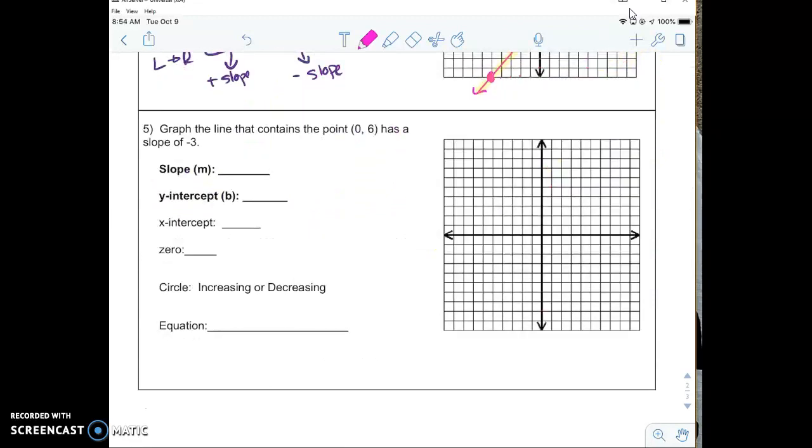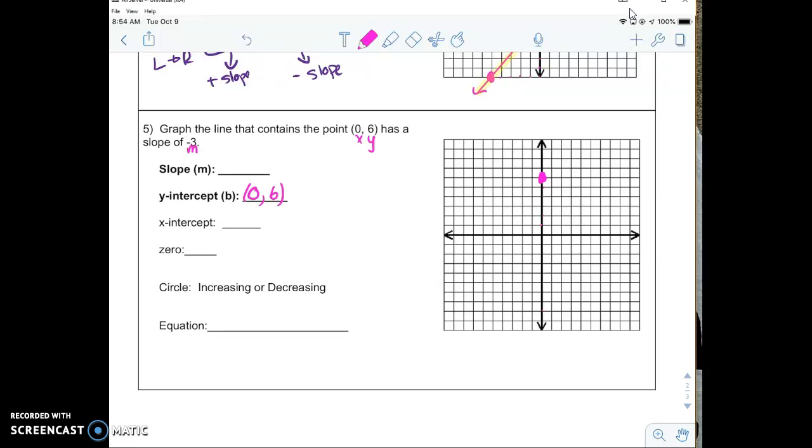Number 5, graph the line that contains the point 0, 6, and has a slope of negative 3. So I need to start at this point 0, 6, 1, 2, 3, 4, 5, 6. Notice that since this is on the y-axis, this is actually my y-intercept. So my y-intercept is the point 0, 6.